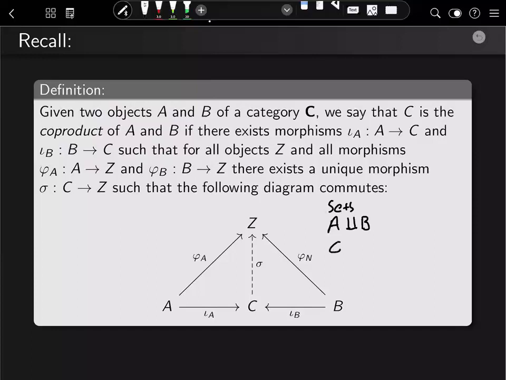In groups, you have what's called the free product. I'll write that down.